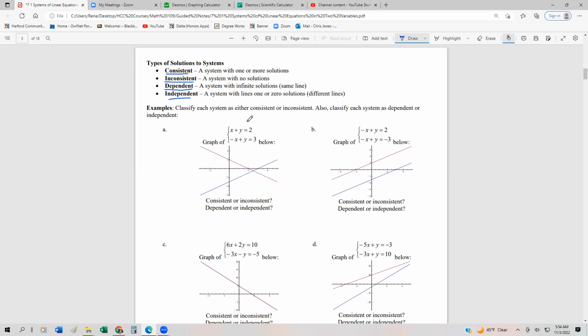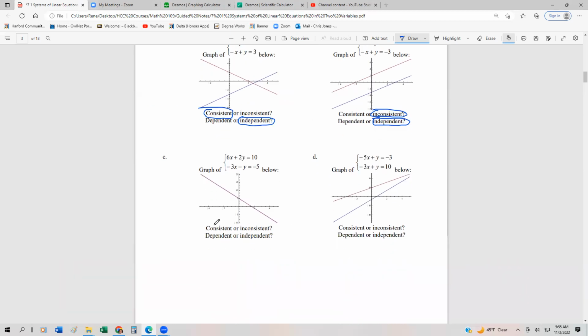So in the graphs below, this is going to be a consistent system because it has at least one solution, and it's independent because it's not the exact same line. Over here, we have an inconsistent system. Notice that there are zero solutions, but it's also independent because the lines are not on top of one another. Right here, we have a consistent system because it has at least one solution, and it's dependent because the lines are on top of one another, or basically you only have one line.